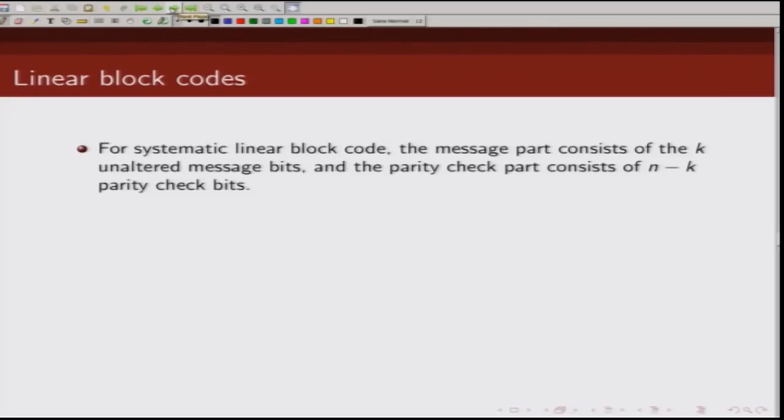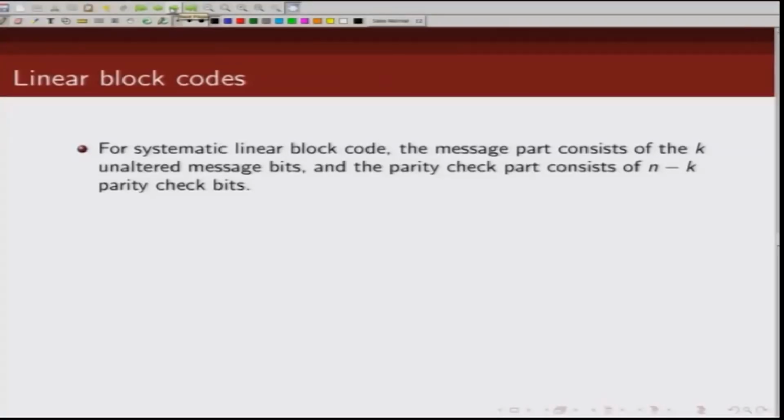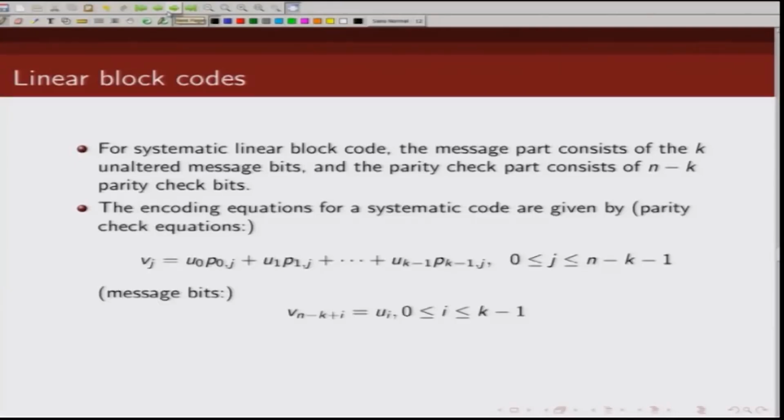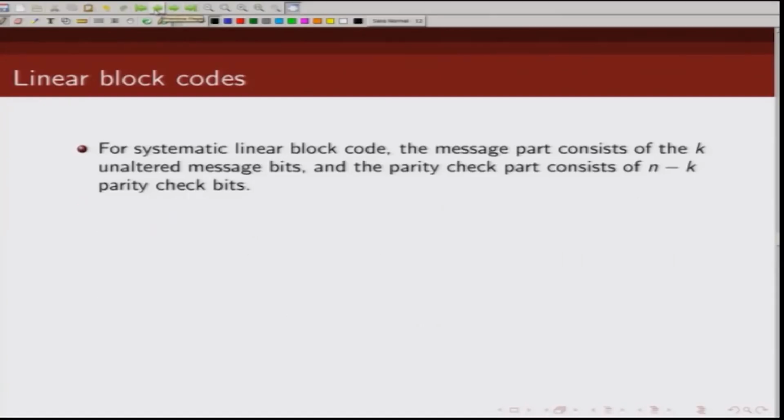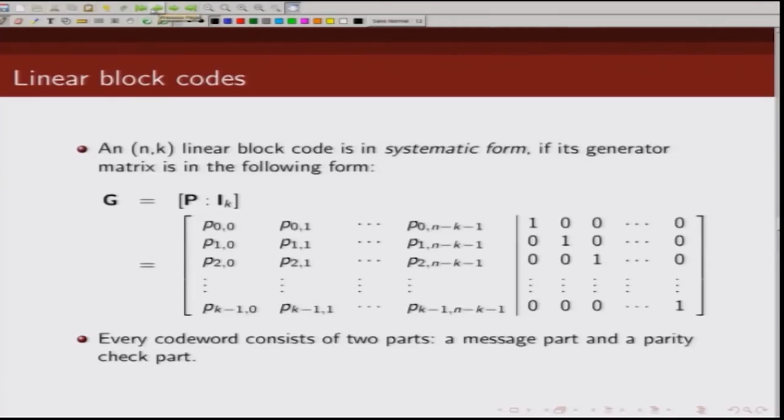So, as I said, for a systematic linear block code, the message part will consist of the k information bits, and the remaining n minus k bits, which are the parity bits, will be linear combinations of these message bits. So, we can write down the encoding equations for these matrices, for the systematic code. So, if you look at our encoding equation, our V is U times G, where G is of the form like this.